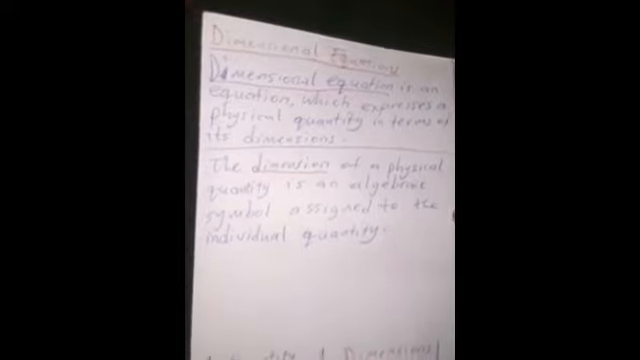Now, taking the dimension, here they are saying that the dimension of a physical quantity is an algebraic symbol assigned to an individual quantity. So the dimension is just a symbol, and every physical quantity in this world has to be able to have one of these symbols. It is very easy for you to get them. Very easy. We'll be going into all.